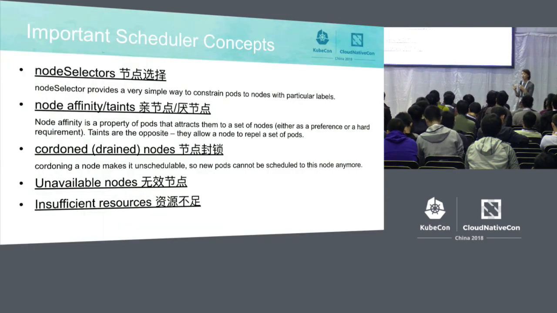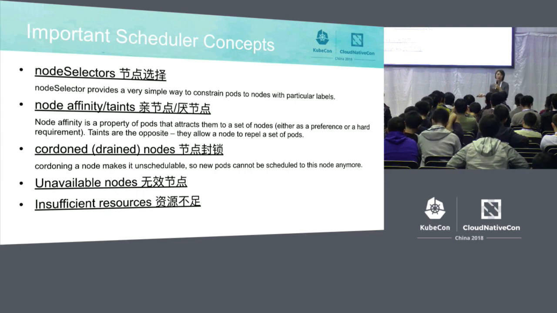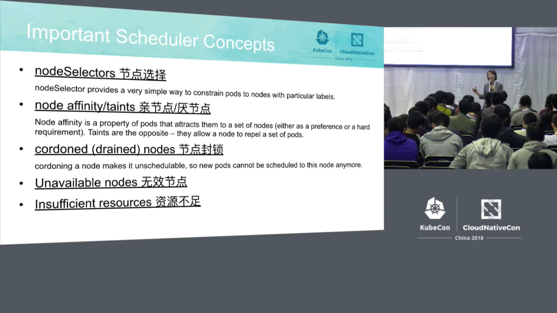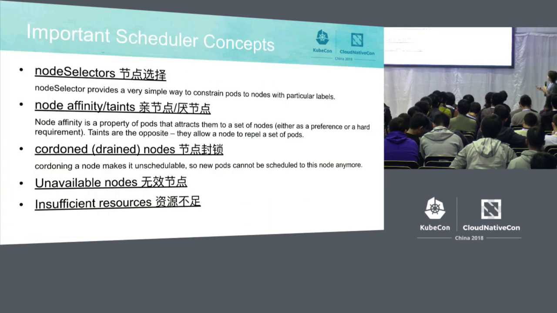So I want to start with some very important scheduler concepts that would help you interpret scheduler issues. The first one is node selector. It provides a very simple way to constrain pods to nodes with particular labels. For example, you can ask the scheduler to please schedule this pod on a node that has GPU, right? And then followed by that is the node affinity and node taints.